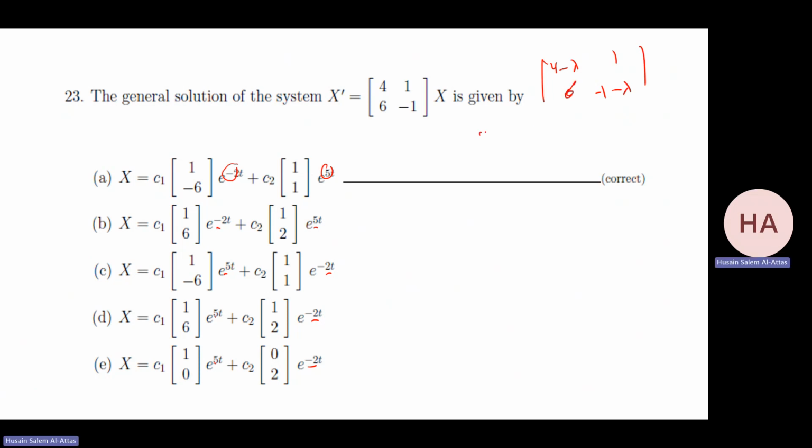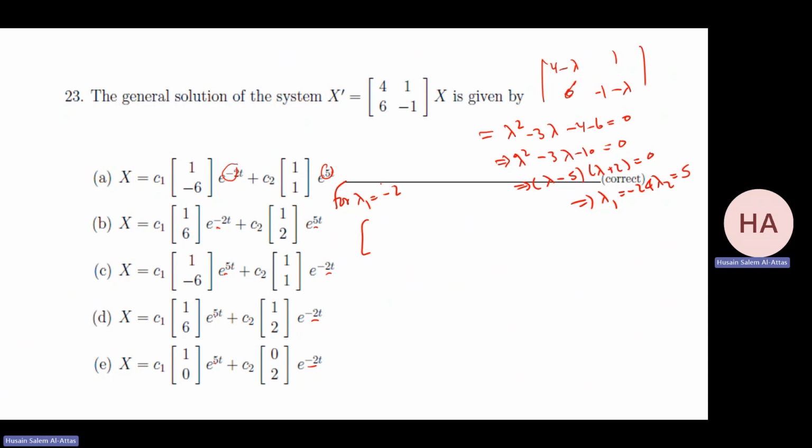This will be 6. So I have lambda square, minus 4 lambda, that will be minus 3 lambda, minus 4 minus 6. So it's lambda square minus 3 lambda minus 10. So you have lambda minus 5, lambda plus 2, which is what I'm expecting: lambda 1 equal minus 2 and lambda 2 equal 5.